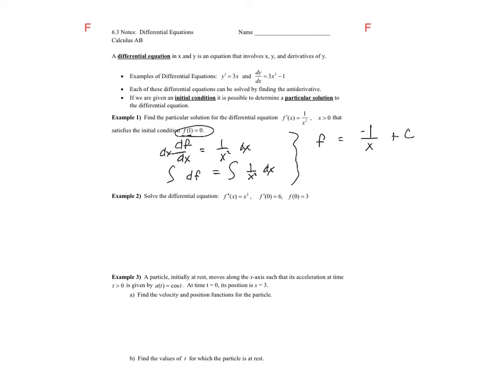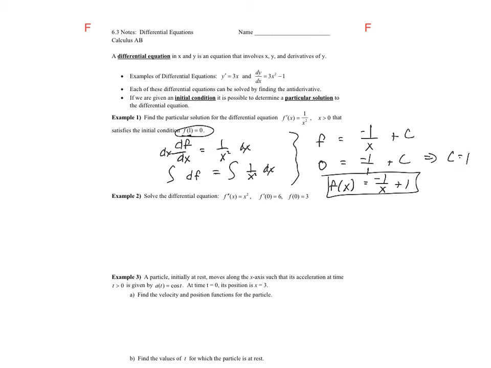If I have my initial condition of 1, 0, so I've got a 0 coming out. I've got negative 1 over 1 plus c. So that tells me that c has to be a positive 1. So then my f of x is going to equal negative 1 over x plus 1.